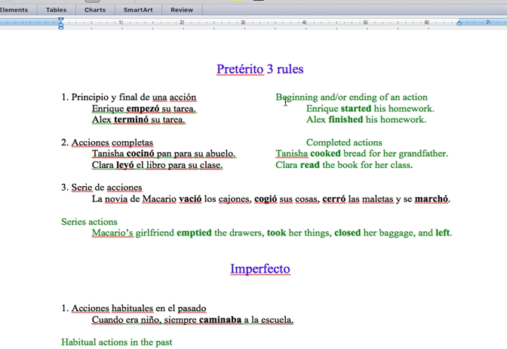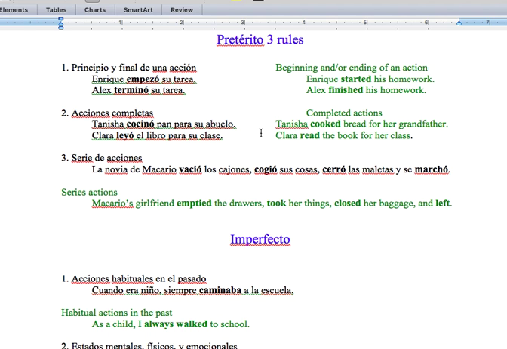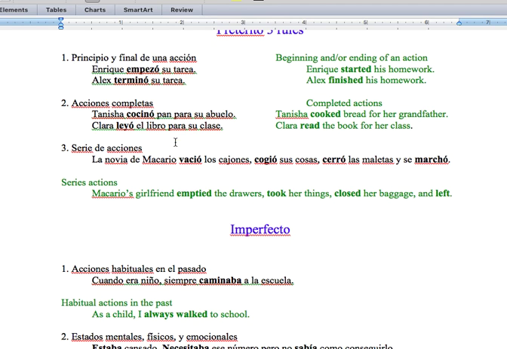Okay. So the first rule of el pretérito is to indicate el principio y el final de una acción. So in English, to indicate the beginning or the ending of an action. For example, we have some example sentences right here. Enrique empezó su tarea. Enrique started his homework, and Alex terminó su tarea. Alex finished his homework. Here we see the beginning of an action, he started his homework, and the ending of another action, Alex finished his homework.